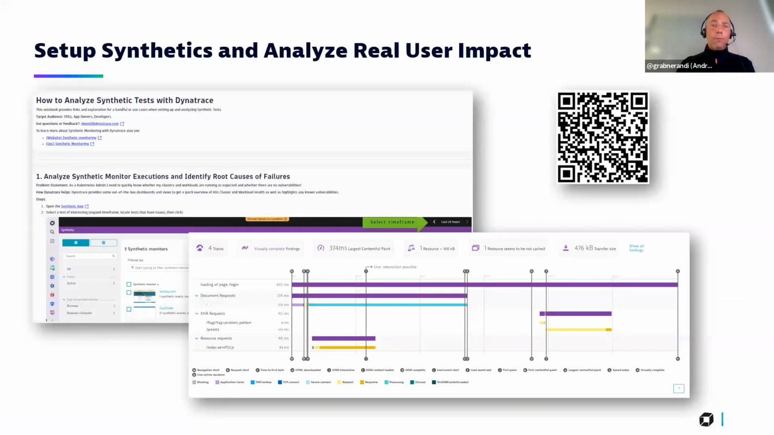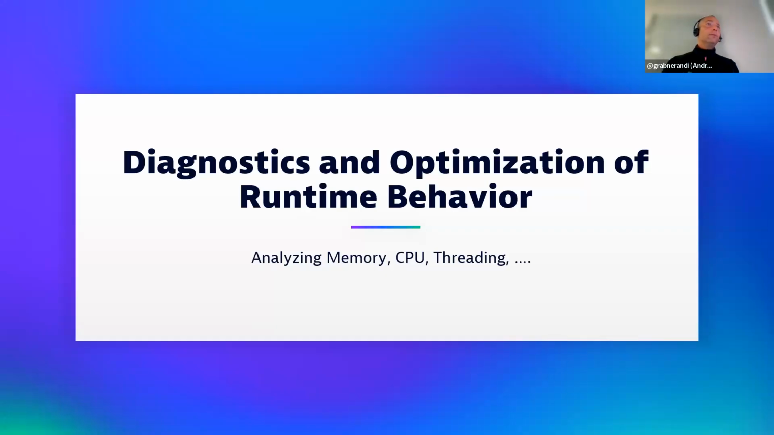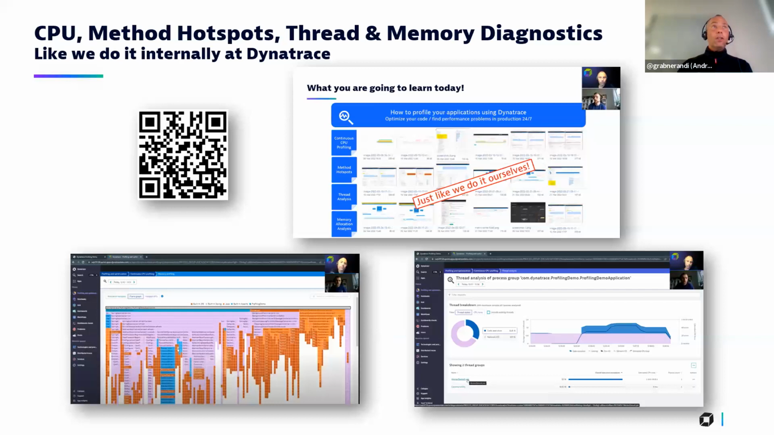Good. Coming to the last section here: diagnostics and optimization of runtime behavior, memory, CPU, threading. There's a lot of really cool stuff in Dynatrace, and it has always been there, to analyze your CPU hotspots, the methods that are consuming too much CPU, too many threads, methods that are allocating a lot of memory, that are causing memory leaks.